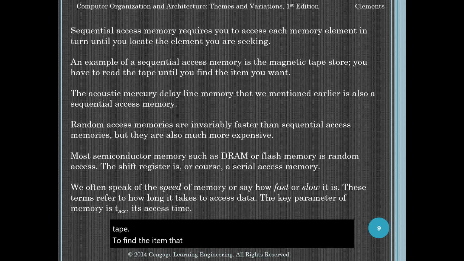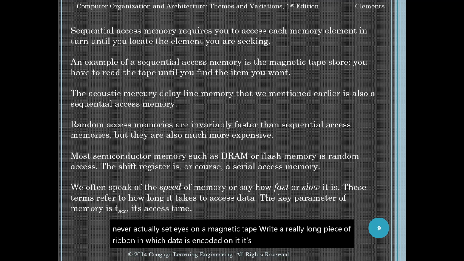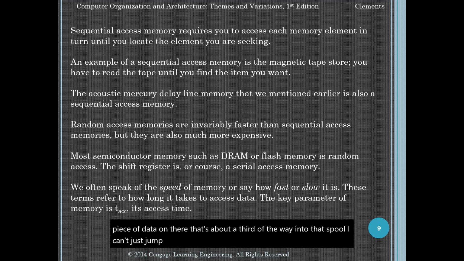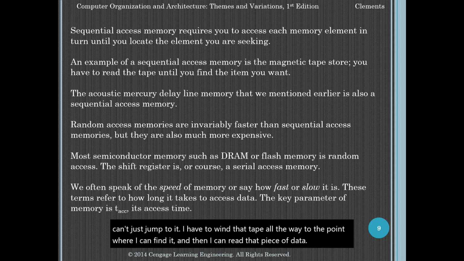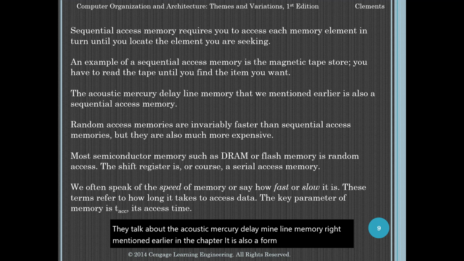Now, I know a lot of you maybe have never actually set eyes on a magnetic tape, right? A really long piece of ribbon in which data is encoded. It's got two little wheels so that you can spool it from one end to the other. And so if there's a piece of data on there that's about a third of the way into that spool, I can't just jump to it. I have to wind that tape all the way to the point where I can find it, and then I can read that piece of data. And the acoustic mercury delay line memory, mentioned earlier in the chapter, is also a form of sequential access memory.